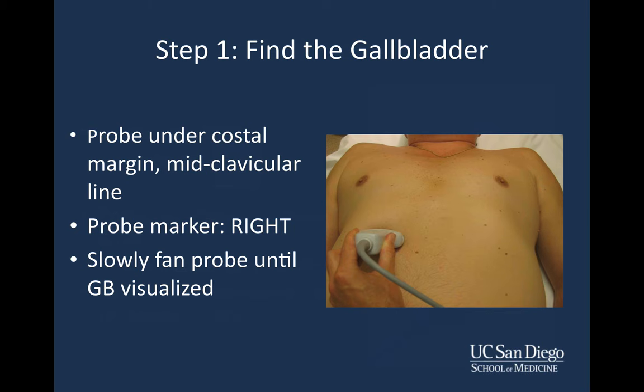I generally will start by placing the probe under the costal margin in the midclavicular line. I'll have the marker dot oriented towards the patient's right, and then I slowly fan the probe in a craniocaudal orientation until I can see the gallbladder.